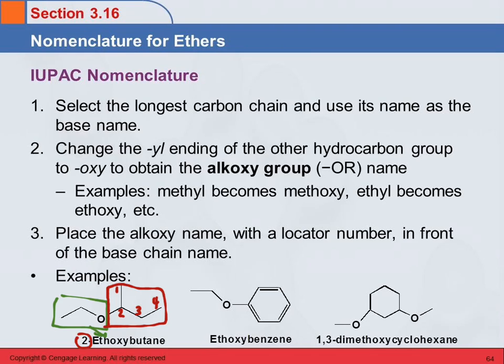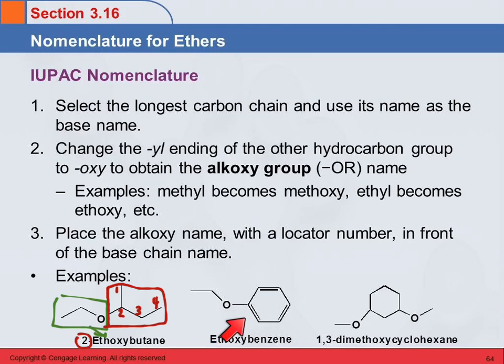So we look at the compound and we're going to put the oxygen with the smaller side and name it as a substituent to the larger portion. Here we've got a 4-carbon chain, which is butane. Over here we've got a 2-carbon alkyl group, which is ethyl. Because it has this oxygen here, we call it ethoxy. It's 2-ethoxybutane, and it's attached on the 2nd carbon.